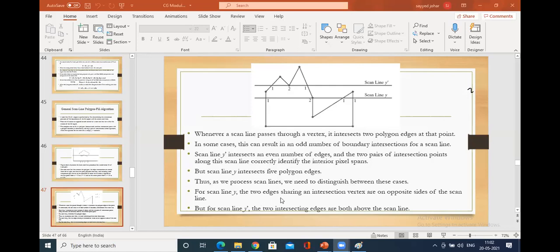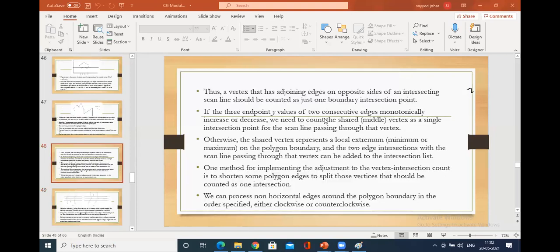For scanline y, the two edges sharing the intersection vertex are on opposite sides of the scan line. Whereas for the scanline y dash, the two intersecting edges are both above the scanline. For y dash, see, these are the edges sharing the opposite side. So it is quite a difficult task. So in this case, how do we do it? That is one of the challenging points to fill up the area of a polygon using scanline.